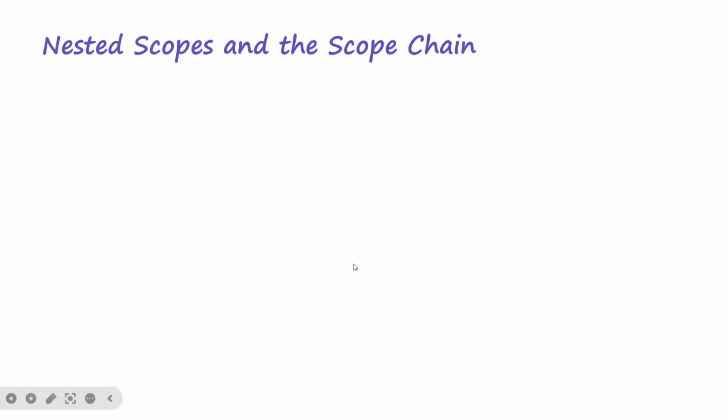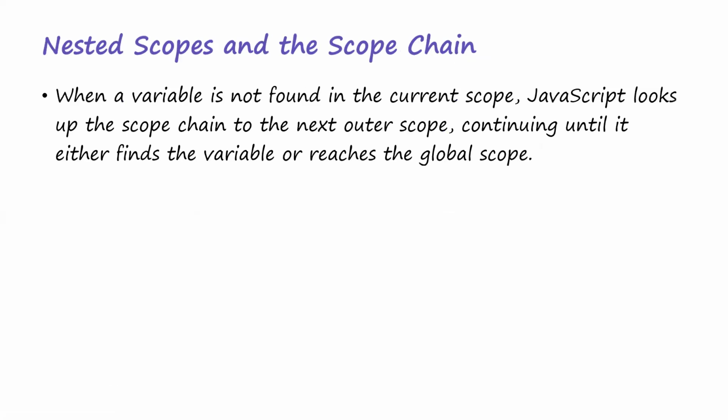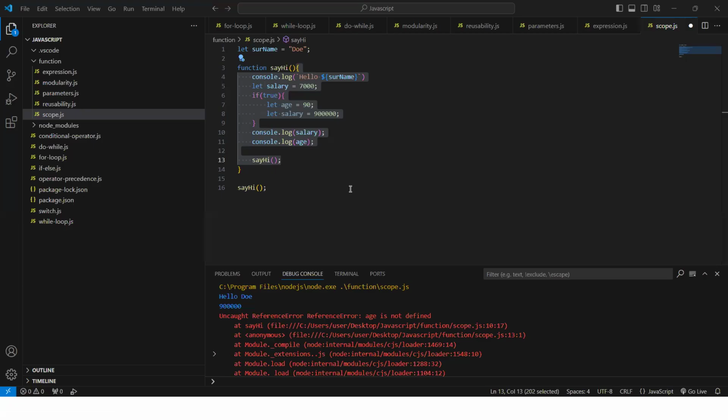So what about nested scopes and the scope chain? When a variable is not found in the current scope, JavaScript looks up the scope chain to the next outer scope, continuing until it either finds the variable or reaches the global scope. So what it means is this. Let me show you what we mean by nested scope. This is a scope here, and there's a nested scope here.